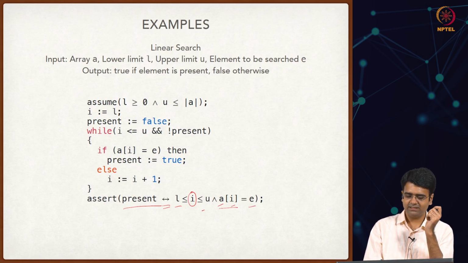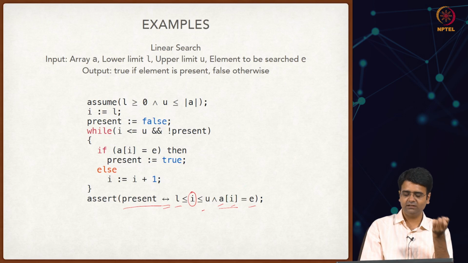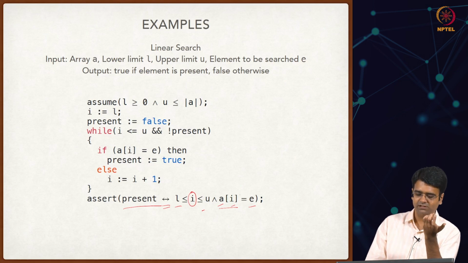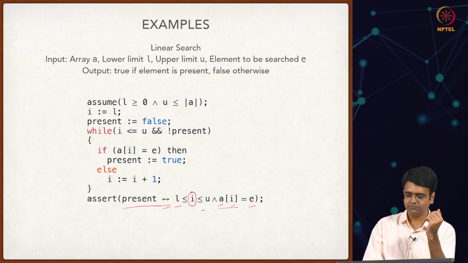So you should notice that this particular formula is a formula in the combined theory, in the theory of arrays and in the theory of integers. Moreover, this formula has free variables. So present, L, I, U, A, E, these are all program variables. These are all free in the formula.